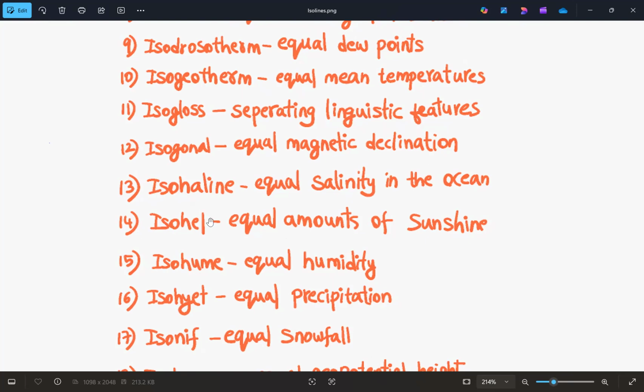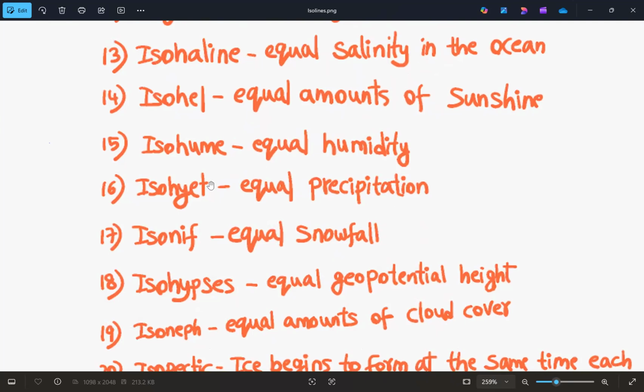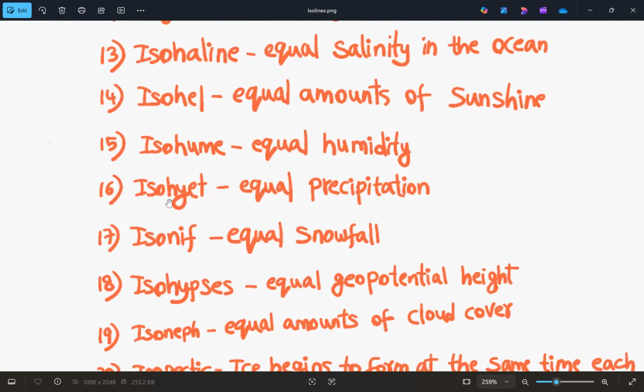And the next one is isohume. Hum for humidity. Isohume measures equal humidity. And the next one is isohyet. In the conventional meaning, height is distance, but no, isohyet means equal precipitation. If you go to a certain height, you can have rainfall. You can enjoy the rainfall. If you go to greater heights, you can enjoy the rainfall more. So isohyet for equal precipitation.